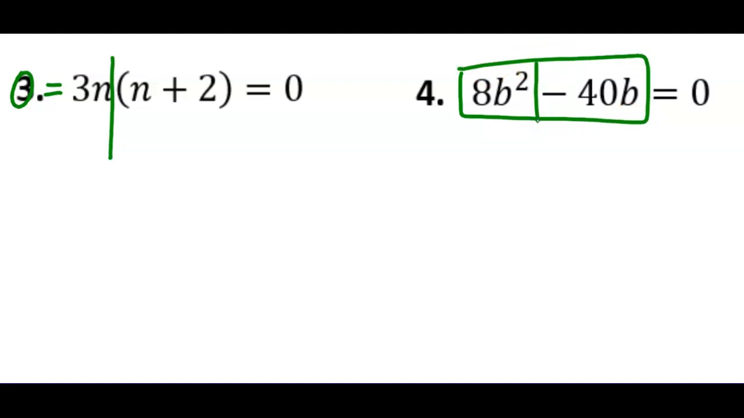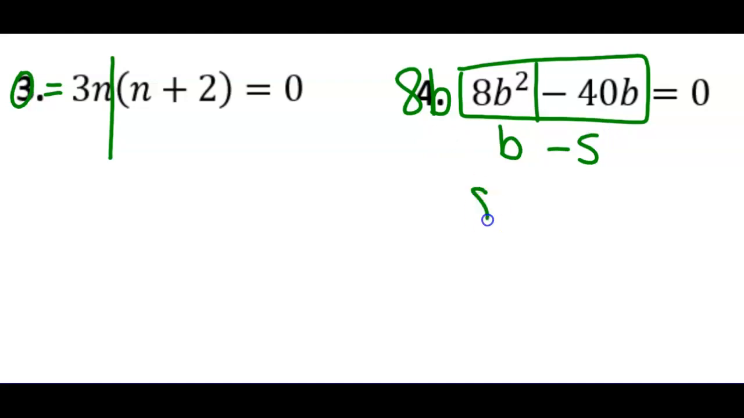What am I going to take out of there? Let's see, my common number, largest number is 8. I can divide both those by 8. And my smallest exponent of my variable is 1, so it's 8b. Okay? 8 divided by 8 is 1. Don't need that. B squared divided by b is going to be b. 40 divided by 8 is going to give me negative 5. B's are going to cancel.